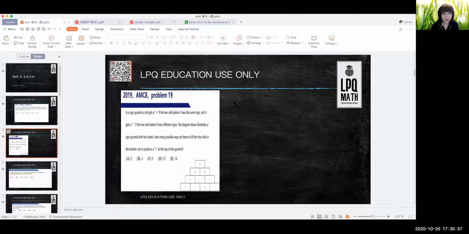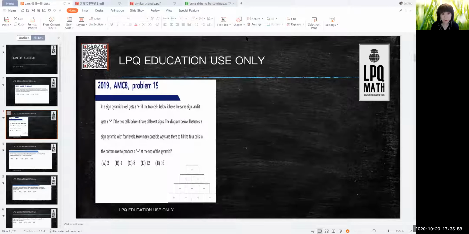In a sign pyramid, a cell gets a plus if the two cells below it have the same sign, and it gets a negative if the two cells below it have different signs. The diagram below illustrates a sign pyramid with 4 levels. Obviously, this question is about something we're very familiar with, because when 2 plus combine together equals plus, when 2 negative combine together equals negative. But when you have one negative, one positive, it is always equal to something different, right? Okay, so let's think about it.